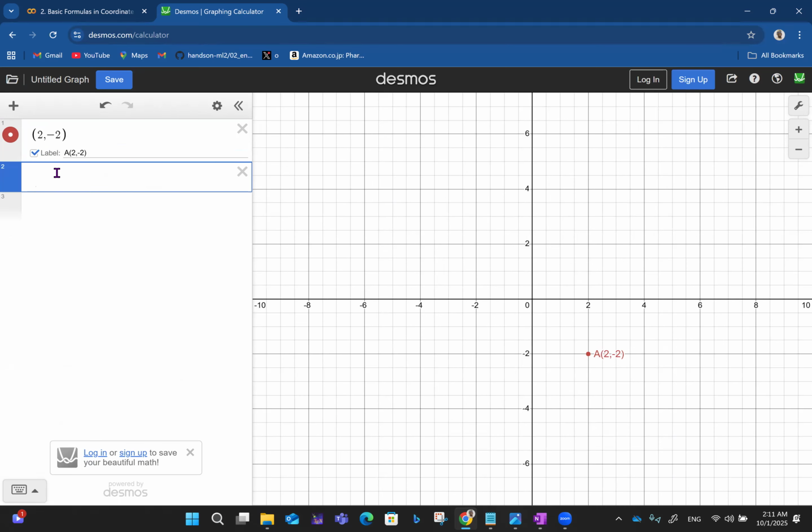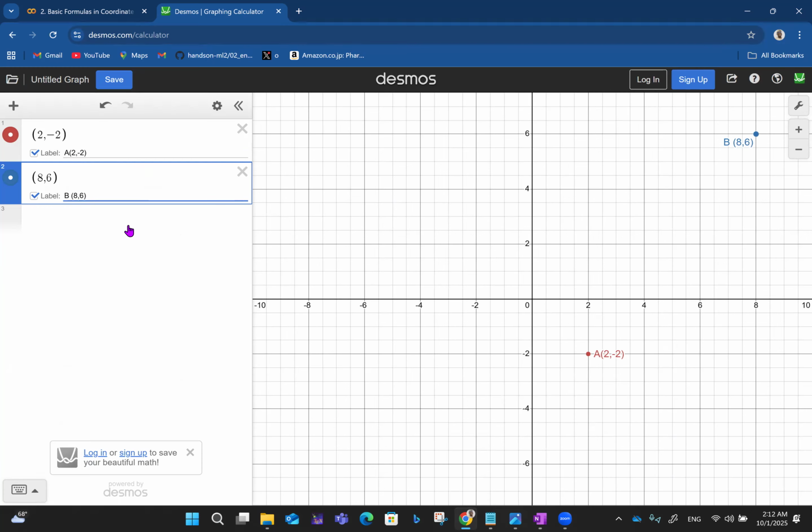And then we have the other one, 8 comma 6. So we have 8 comma 6. Then the label is B. So you can see that up here. So you can see 8 comma 6 up here. So we have B. That's 8 comma 6. Okay.